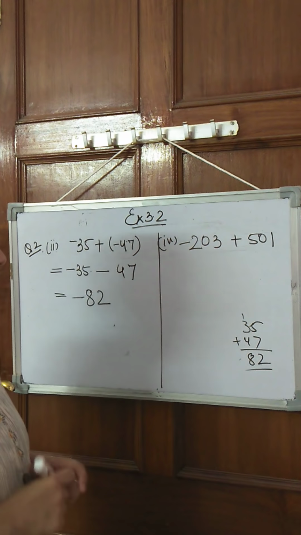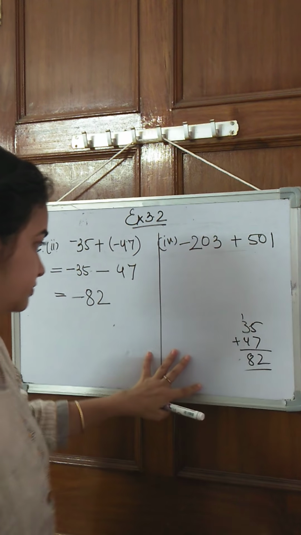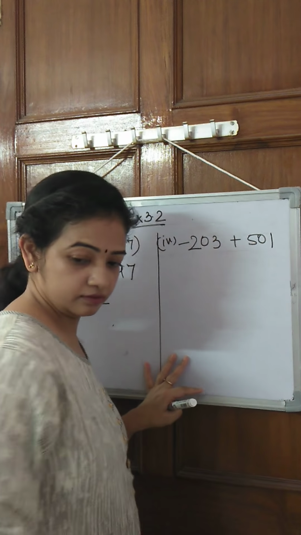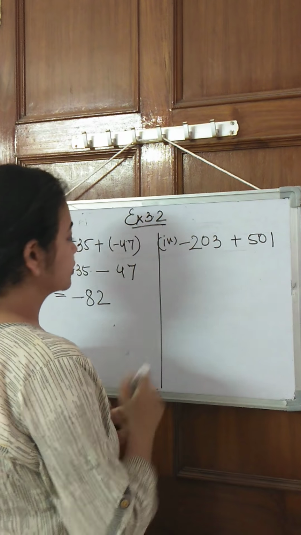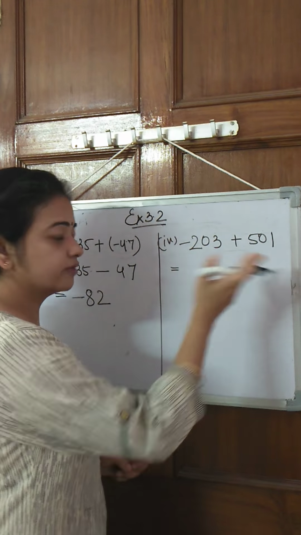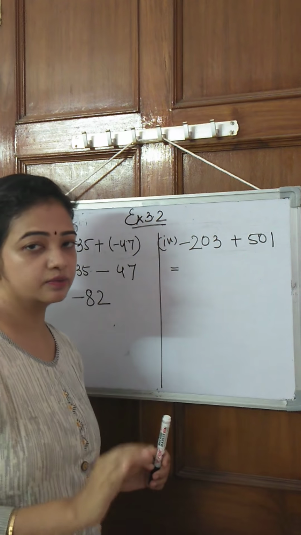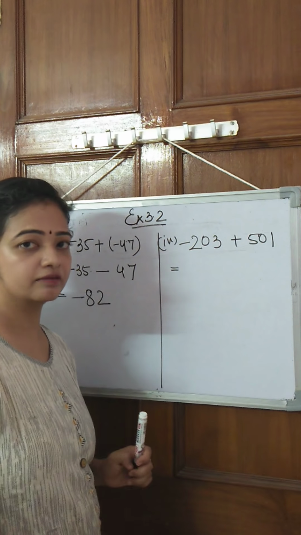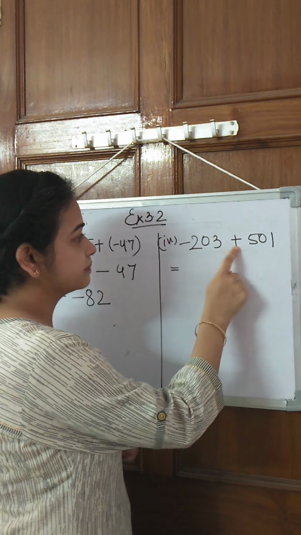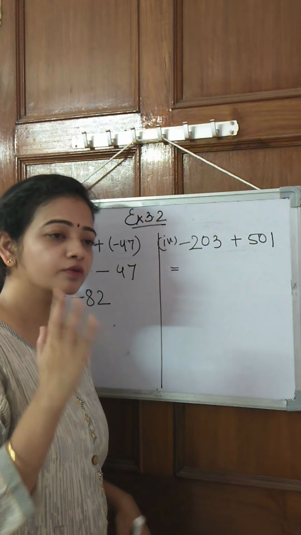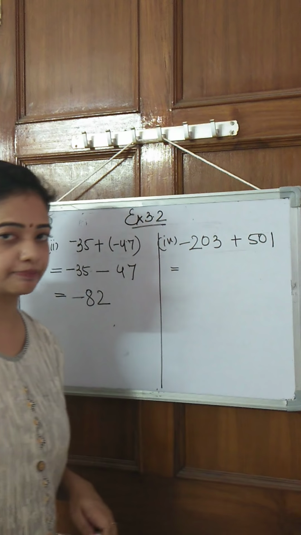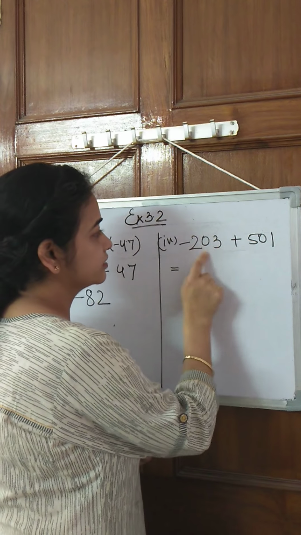Yes. Now come to this part. This is a very easy part. Why? Because one step is less here. I don't have a bracket here, so I don't have to solve the bracket. I only have to see the sign with the numbers, and accordingly I have to decide my operation. Minus and plus, opposite sign. So when we have opposite sign, what do we do? We subtract them. So we'll subtract these two numbers.